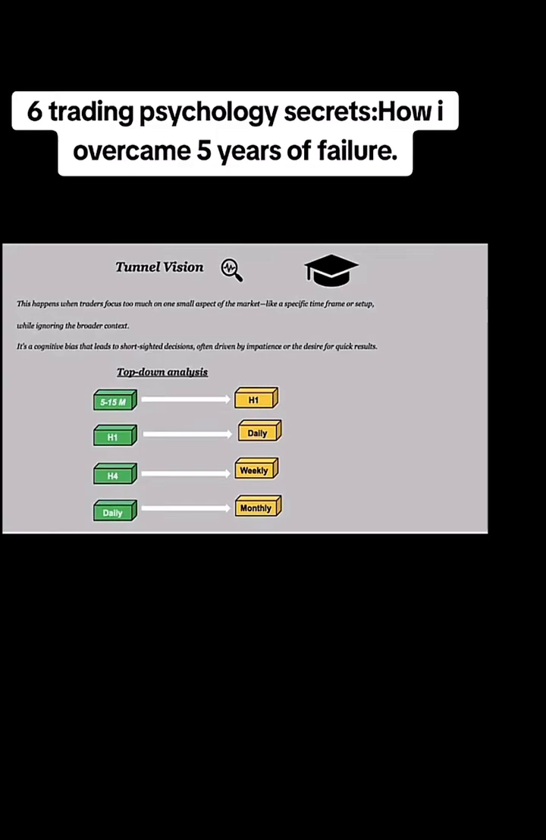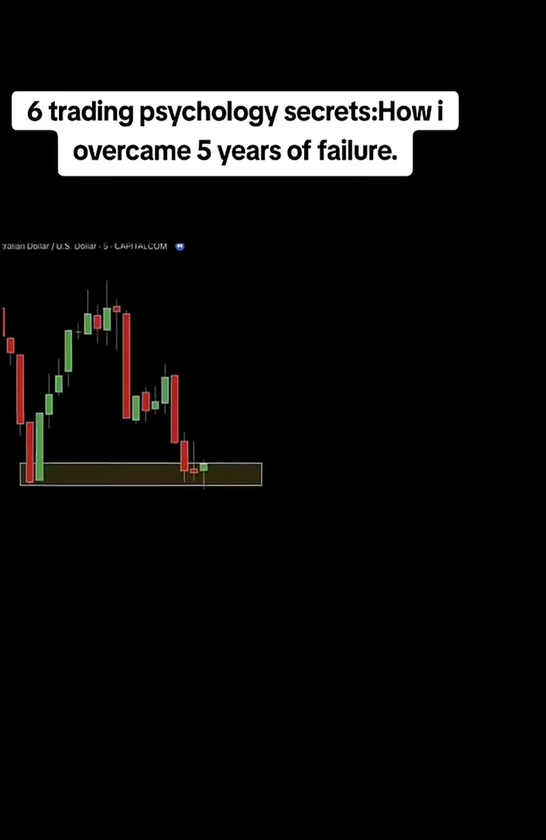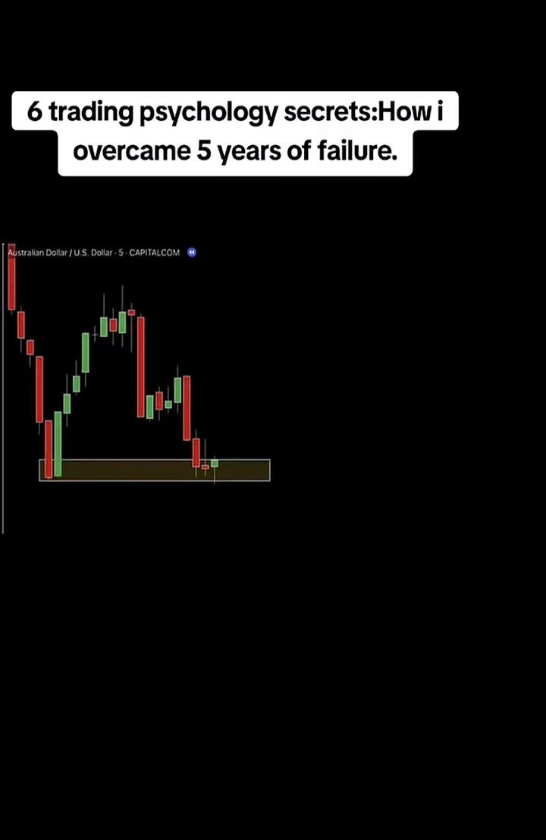This process helps you align your trades with the market's overall direction and avoid setups that conflict with higher time frame trends. Now let me share with you a secret why your trading strategy will never work, even if it has a 99% win rate. Trading isn't just about strategy, it's a battle of nerves. The market knows how to play on your emotions, and if frustration or fear takes over, you'll fall into its trap. Let's dive into this real chart example.